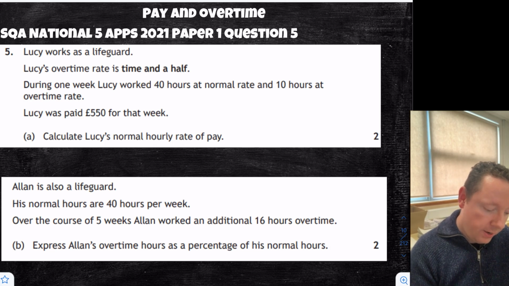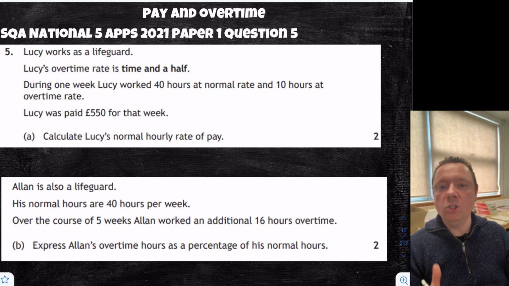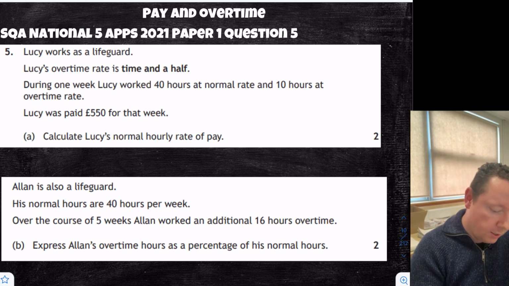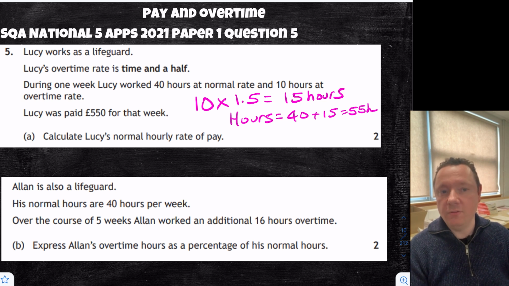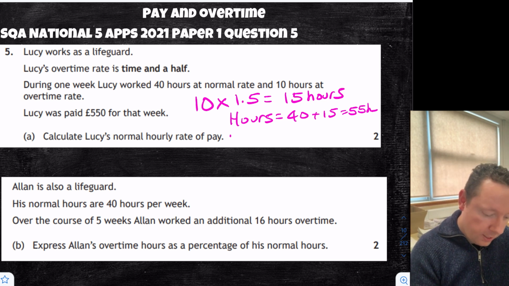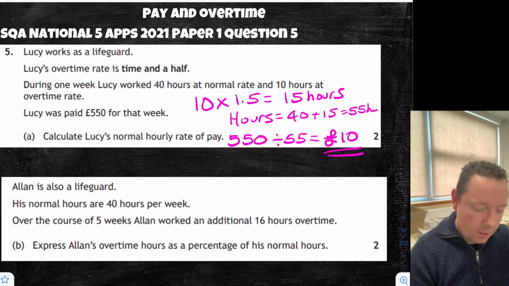So her normal hourly rate of pay, I need to work out basically what she would have got if she'd worked normal hours. Well, she's worked 10 hours at time and a half. So 10 times 1.5, or 3 over 2, is 15 hours. So our total hours is equal to 40 plus 15, which is 55. So she got paid £550 for essentially 55 hours. So you do 550 divided by 55, which is exactly 10. So £10 an hour. And there we are.